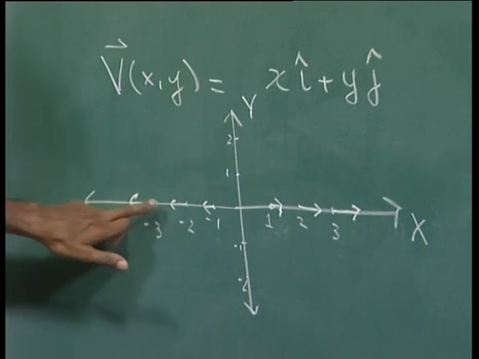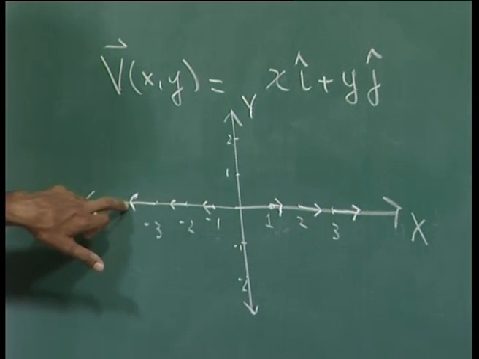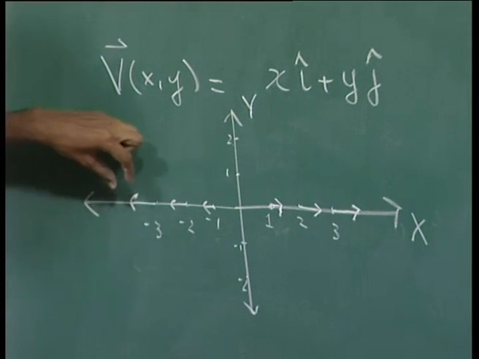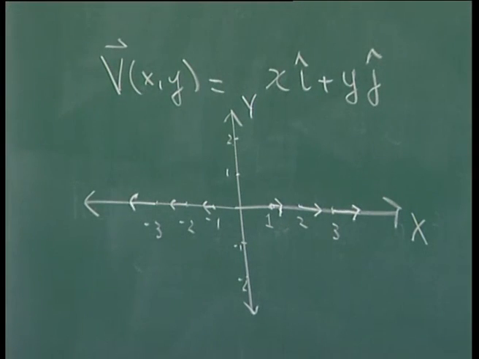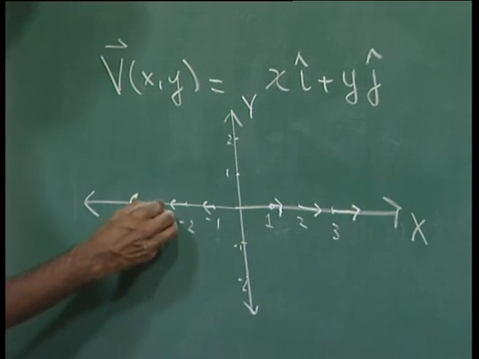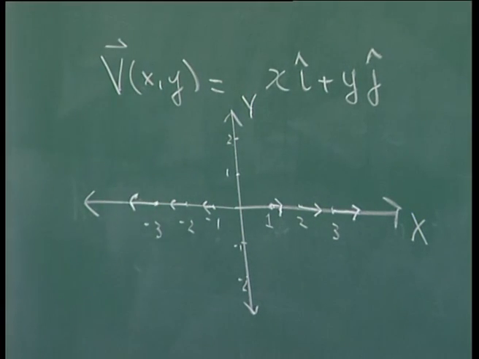So, these arrows represent the direction of the vector field, and the length of the arrow is proportional to the magnitude of the vector field. Okay, so, these are vector arrows that represent this vector field at each point. So, the value of the vector field at this point is represented by this arrow.